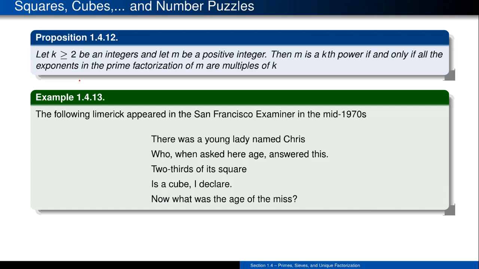In this case, it's a nice little limerick that has some kind of fun going on in it as well, and it allows us to make use of this unique factorization property. So down below I have this little limerick, which reads: there once was a young lady named Chris, who when asked her age answered this, 2/3 of its square is a cube I declare, now what was the age of this miss? So it's got this nice poetic structure to it. And at the end of the day, my goal is to answer how old this young lady was.